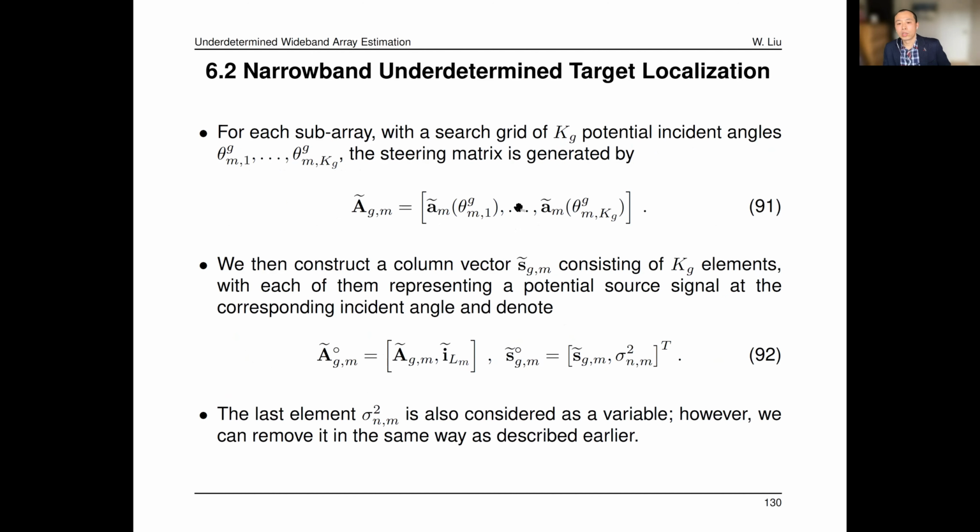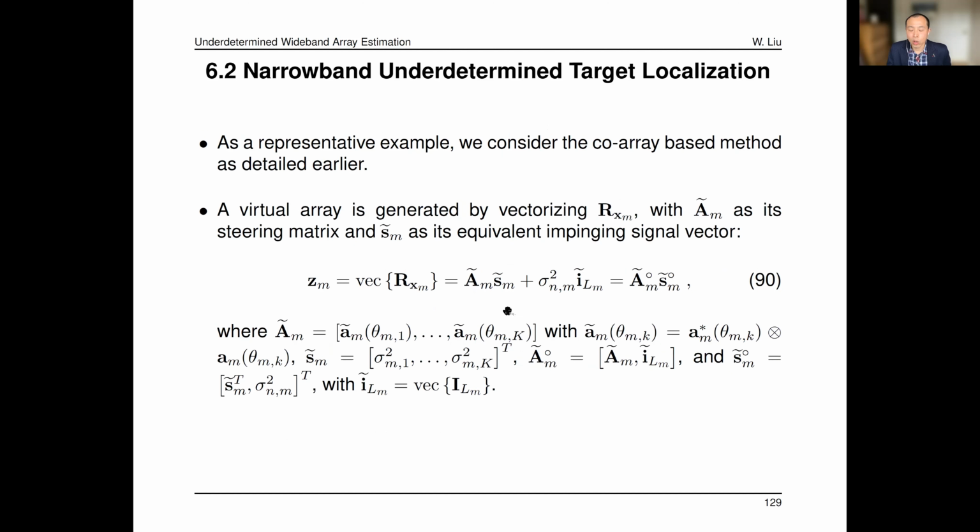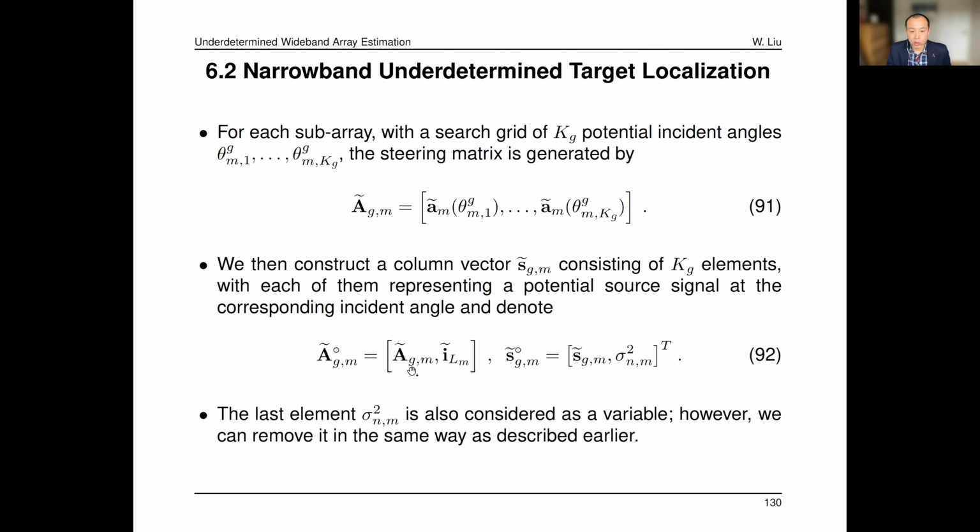To do this sparsity-based estimation, you can form a search grid of K_g potential incident angles, so K_g of them. Then you can generate the corresponding steering matrix. You put the so-called steering vector for the noise into this steering matrix for the source to generate a new steering matrix, and then form a new source vector, including the noise part.